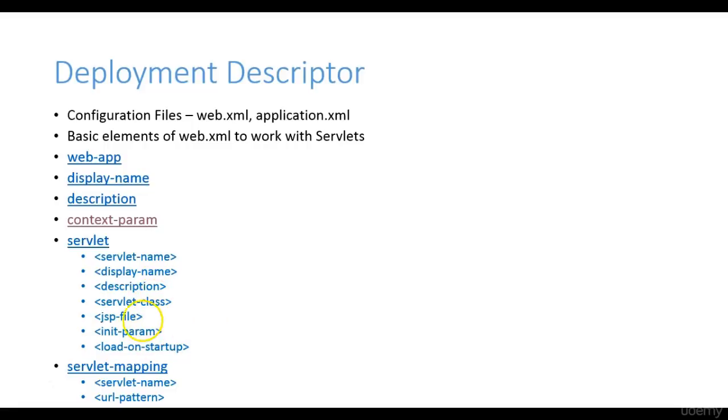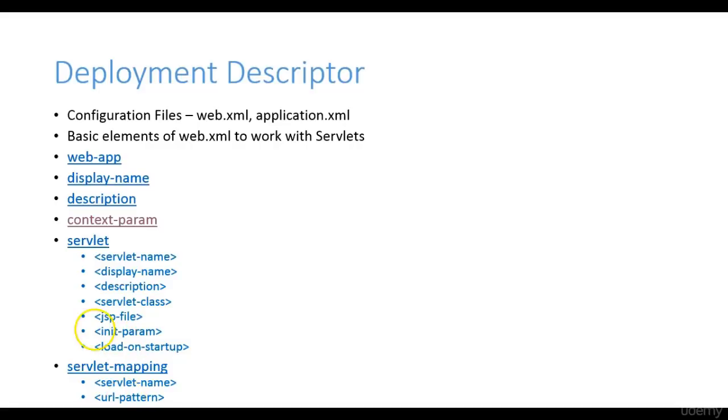Servlet class is the fully qualified name of the class. The JSP file element has the full path to a JSP file within the web application relative to the web application root directory. Either of servlet class or JSP file element must be set. Init param contains a name value pair as an initialization attribute of the servlet, similar to the context param element. Use a separate set of init param tags for each attribute.